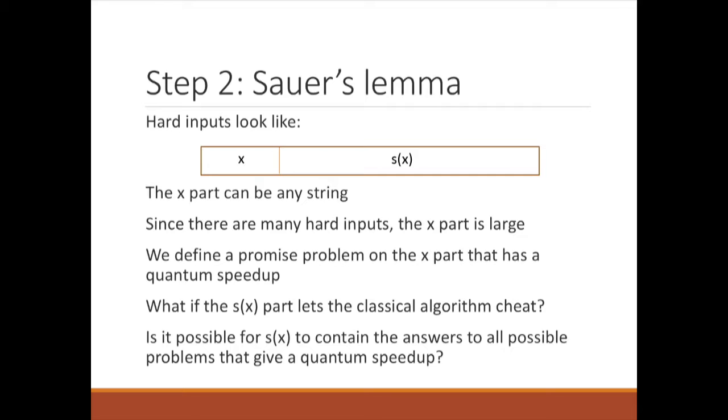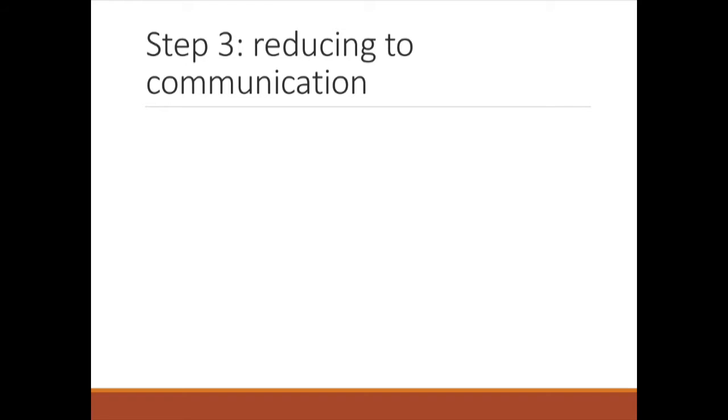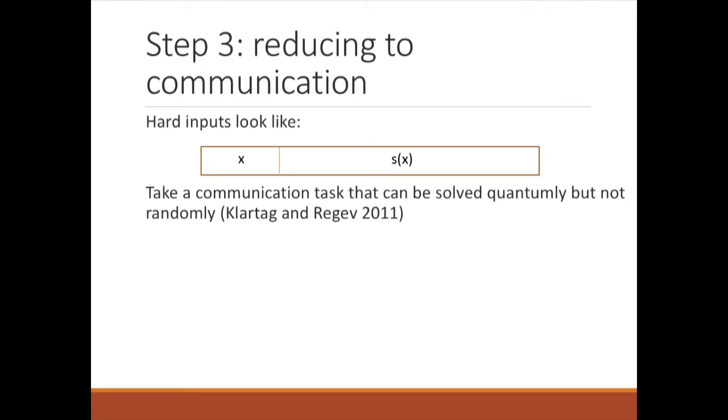In fact, maybe this S of X part contains the answer to every possible function that can be solved in logarithmic time with a quantum algorithm. Right? So maybe not just for Simon's, but for every function where you have a quantum speedup, the S part will tell you the answer. Can that happen? And this is where our reduction to communication comes in.